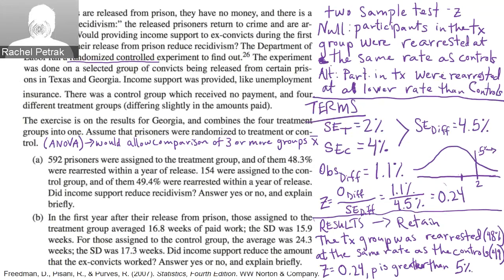There's a second part here. In the first year after their release from prison, those assigned to the treatment group averaged 16.8 weeks of paid work. The SD was 15.9 weeks. For those assigned to the control group, the average was 24.3 weeks, and the SD was 17.3 weeks. Now we could look at, did income support reduce the amount that the convicts worked?